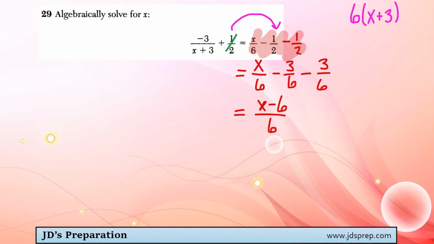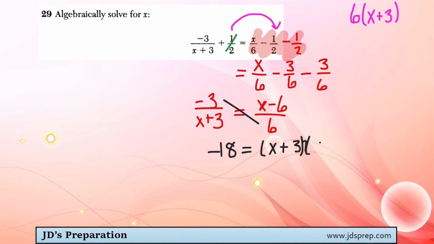So now you might be able to see my reasoning of why I use this strategy, because now we have two equivalent fractions. We can just use cross multiplication to help us. So -3 times 6, which is -18, is going to equal x plus 3 times x minus 6.